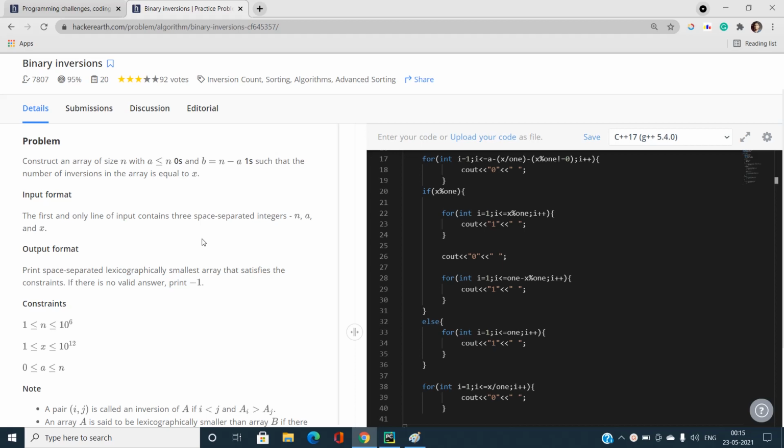Note that the length of the array can go up to 10 power 6, so we need an efficient solution, either in O of n time or O of n log n. I think O of n would be sufficient. Also x can be up to 10 power 12, and the number of zeros can vary up to at most the length of the array. Let's move further and understand this problem with the help of some examples, and together we will build up the idea to develop solutions in these scenarios.